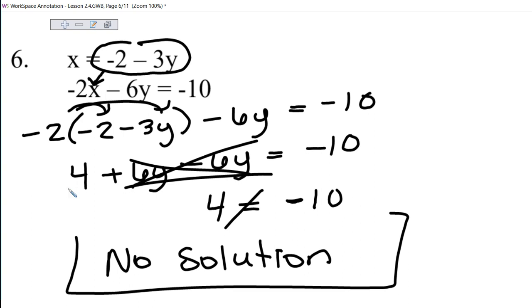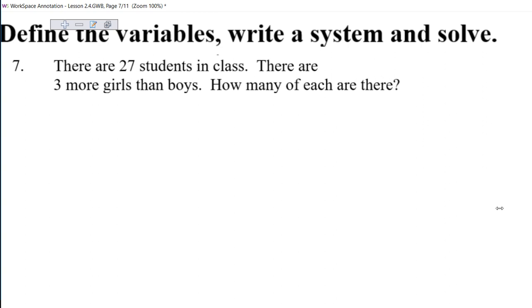Okay, 2 more. So let's look at number 7. It says to define the variables, write a system, and solve it. So for number 7, it says there are 27 students in class. There are 3 more girls than boys. How many of each are there? So when we define the variables, what 2 things are they talking about in the problem? Boys and girls. So I'm going to use B for boys.